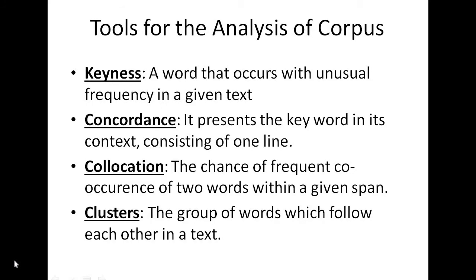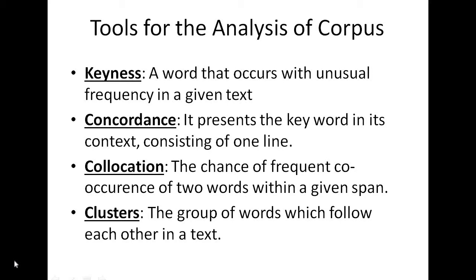Dear students, these are the tools for the analysis of a corpus. One is keyness. It means how many times a word is occurring in a given text or a given corpus. Then concordance is the presentation of a keyword in its context. It normally consists of one line, and it gives us the context in which the keyword that we are searching for is used.